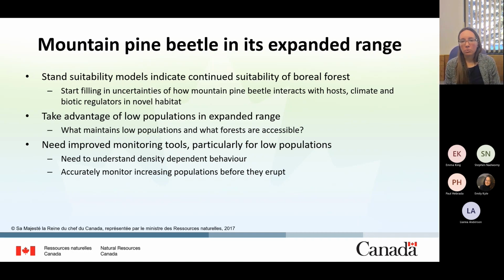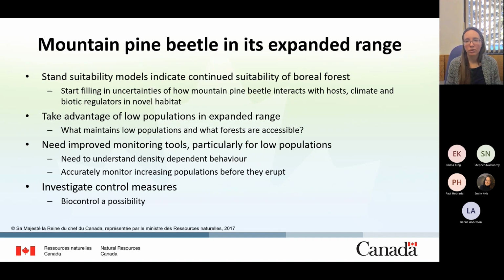And we also need to improve our monitoring tools, particularly for low populations, because it's very expensive and there are safety concerns with aerial detection using planes or helicopters. And at low populations, it's not a very effective means anyway. So how do we detect that? One way that I'm going to try to look at that is to understand this density dependent behavior, and maybe some other ways, such as looking for suitable trees using, say, drones, or some other means that we can identify what suitable population is out there, and particularly before they erupt.